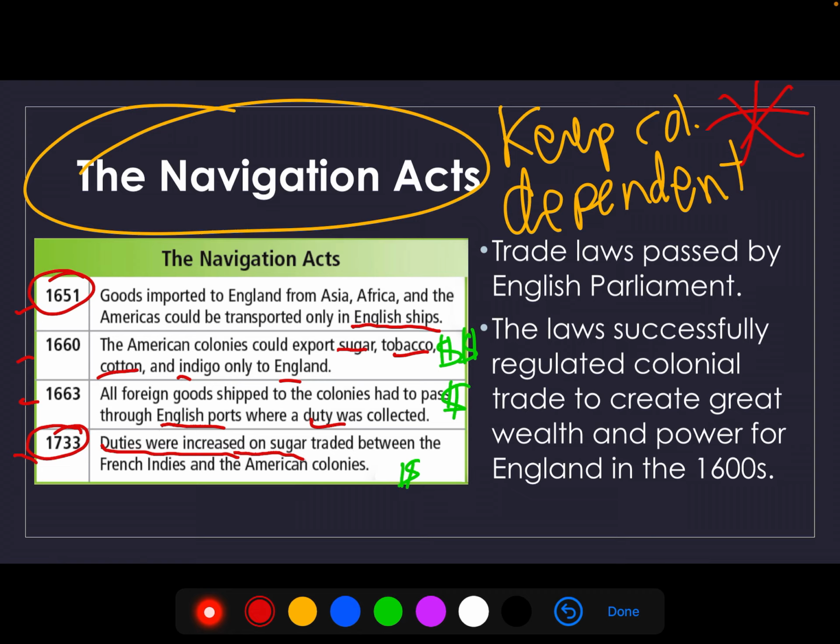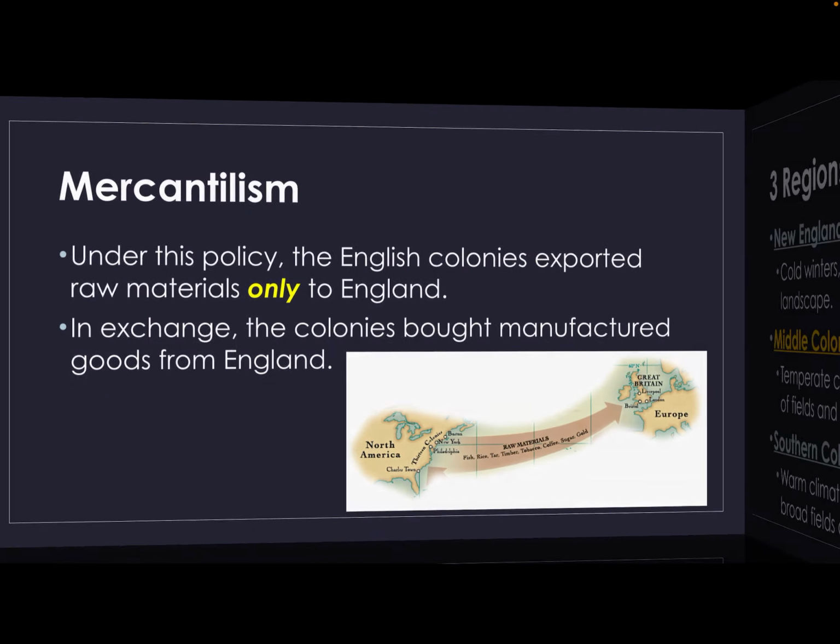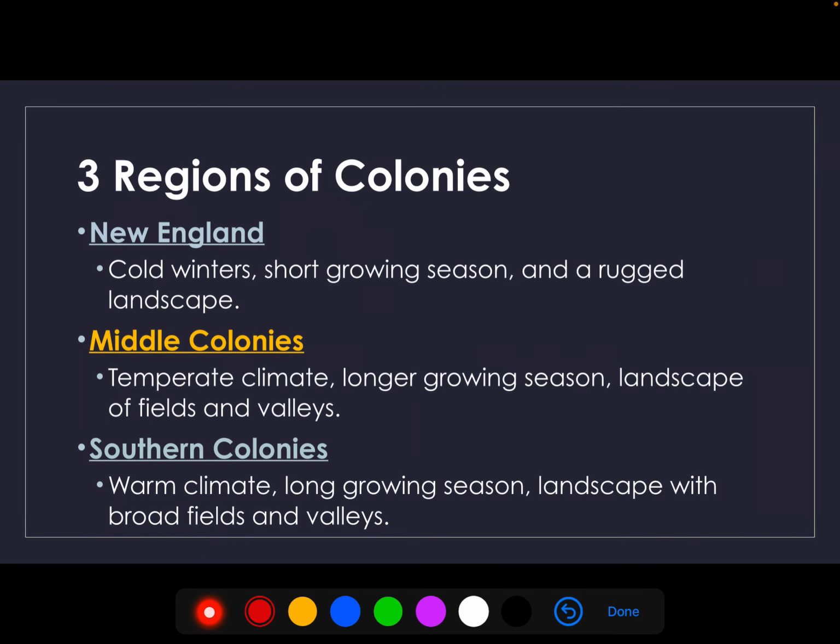In addition to making money for the British government, you've got to keep the colonies dependent on Britain, because if the colonies aren't dependent on Britain, then what's to stop them from rebelling? And inevitably, obviously, this ends up biting them in the butt. But that's a topic for the next unit.